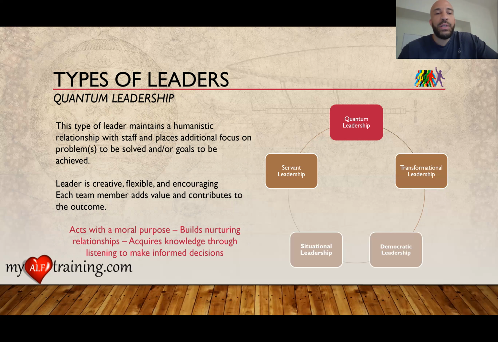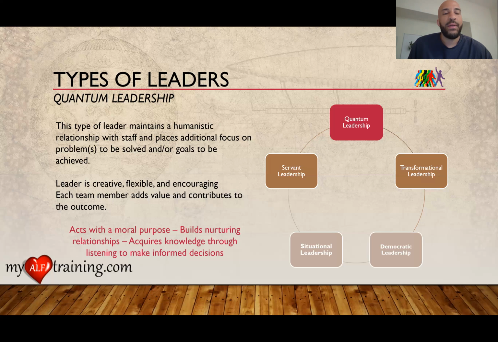Now, in quantum leadership, the leader is creative, flexible, and encouraging. Each team member adds value and contributes to the outcome. So this type of leader seems like someone who's very encouraging, who recognizes the positive attributes in each member and recognizes the contribution of each of the members of the team to either reaching or not reaching the set goal.